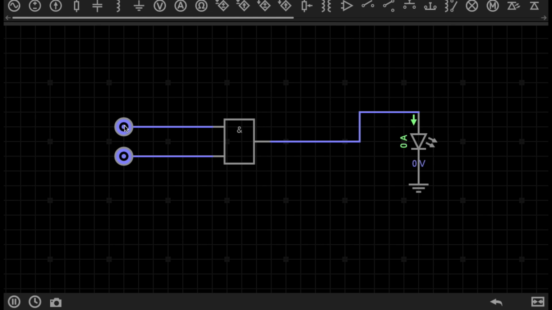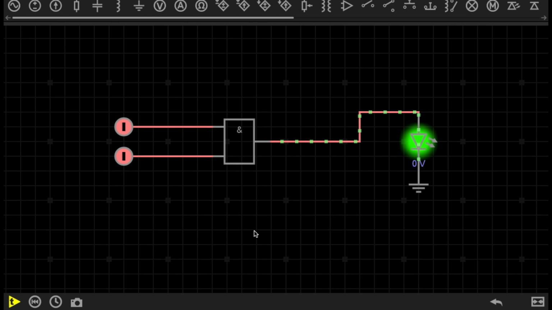Now, if we turn one of the logic inputs on, nothing happens still. And that's because this is an AND gate. So what it requires is both input 1 and input 2 to be active for a logic output or for a logic high to occur. So if we then enable the second logic input, we get a logic high because input 1 and input 2 is active, and therefore our LED on the output now lights. So that is the basics of an AND logic gate.